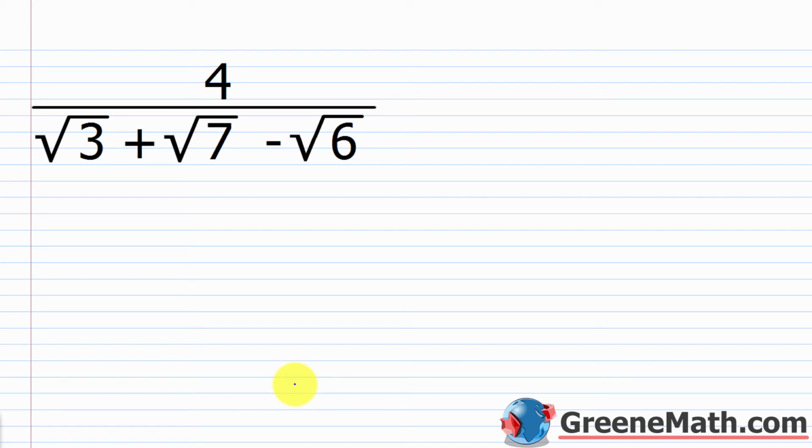So let's say you saw something like 4 over the square root of 3 plus the square root of 7 minus the square root of 6. You don't have 2 terms in this denominator, you have 3. So how do we rationalize here?